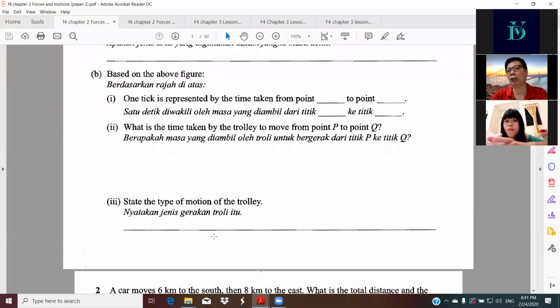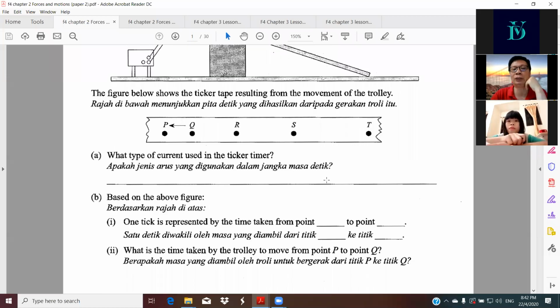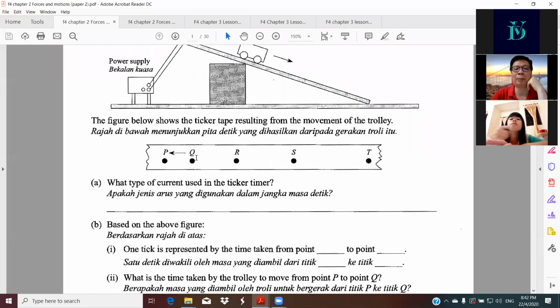Types of motion. What type of motion is shown here? You see this ticker tape. The arrow pointing to the left side means that this side starts first. So this is the first one, second one, third, fourth, and fifth, right? You notice here very close. Here getting further and further, right? The ticks close mean very slow. When the ticks are further, it means getting faster.